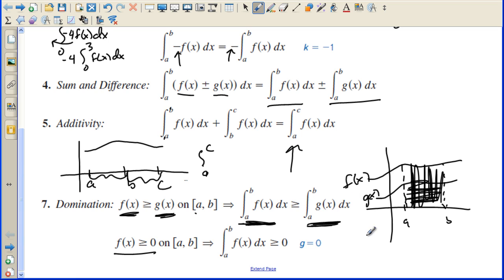If f of x is greater than 0 for the whole interval, so if the function is above the x-axis from a to b, then they're saying that the area will be positive. So you calculate this area, the function is above the x-axis the entire time, so the area must be positive.